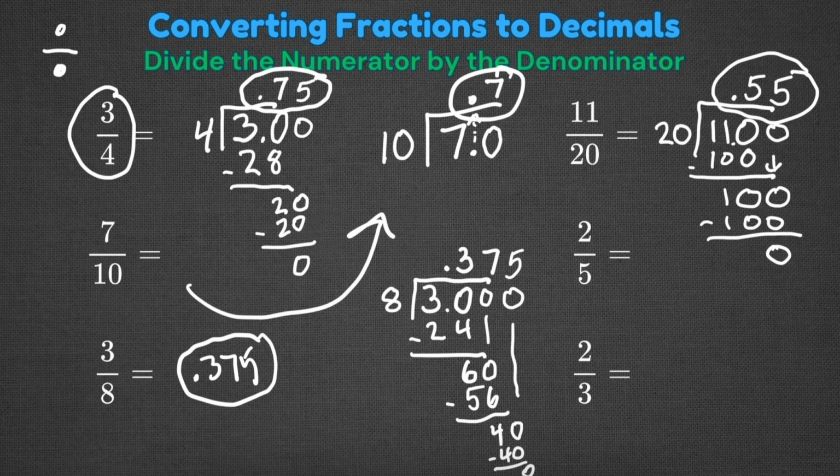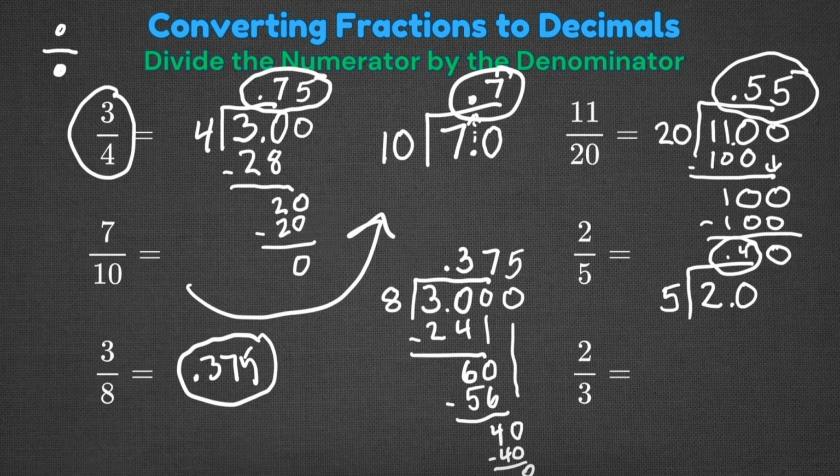2/5. Same plan as before. Are you doing it with me in your head? 5 does not go into 2, but 5 does go into 20 4 times. And that one is a quick one. The answer is 0.4, or 4 tenths.